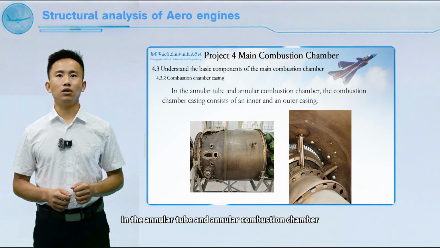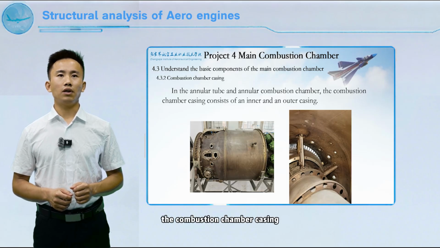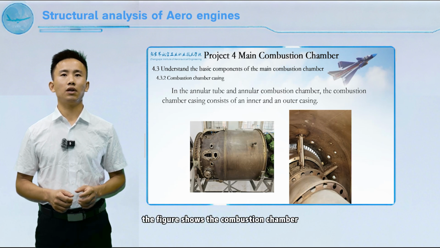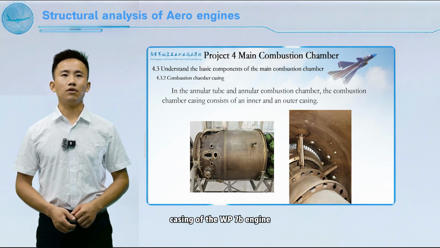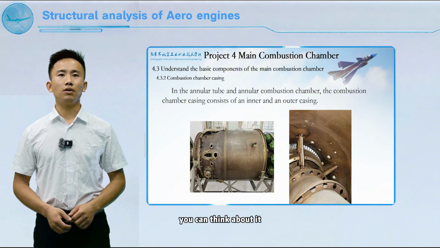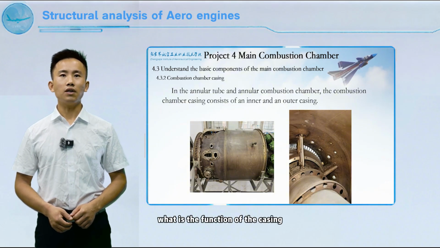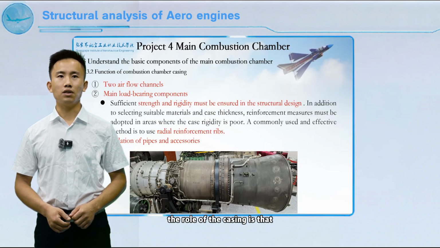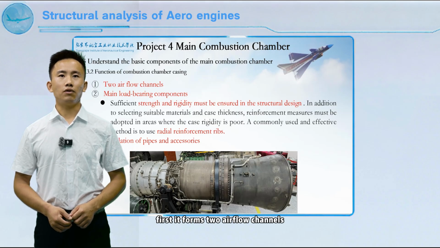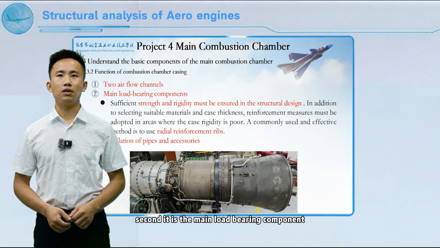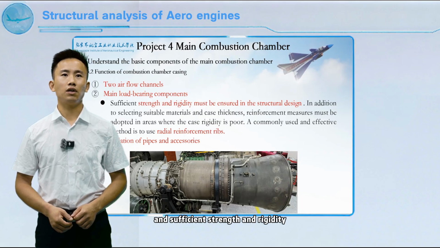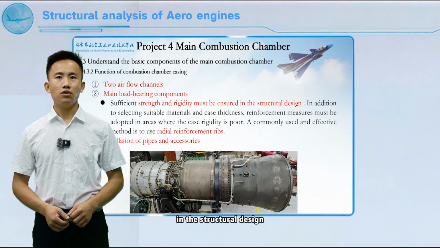In the annular tube and annular combustion chamber, the combustion chamber casing is composed of the inner and outer casings. The figure shows the combustion chamber casing of the WP7B engine. You can think about it. What is the function of the casing? The role of the casing is that, first, it forms two airflow channels. Second, it is the main load-bearing component, and sufficient strength and rigidity must be guaranteed in the structural design.